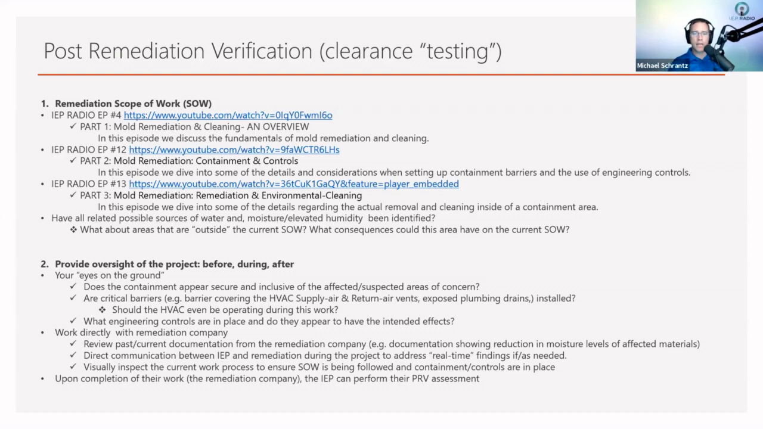You're also able to have an IEP, depending on what you agree upon, work directly with the remediation company so they can review past and current documentation from the remediation company, showing what work has been done to improve the environment or to address it. This happens a lot with me, but the remediation company may want to call the IEP up and ask them a quick question. We are inside the containment area. We found a problem, or it's in a tough to get area. We're trying to figure out whether or not we need to pull the tub, or can we do this instead? Having an IEP on your side who is prepared to answer those questions is a huge asset for you.